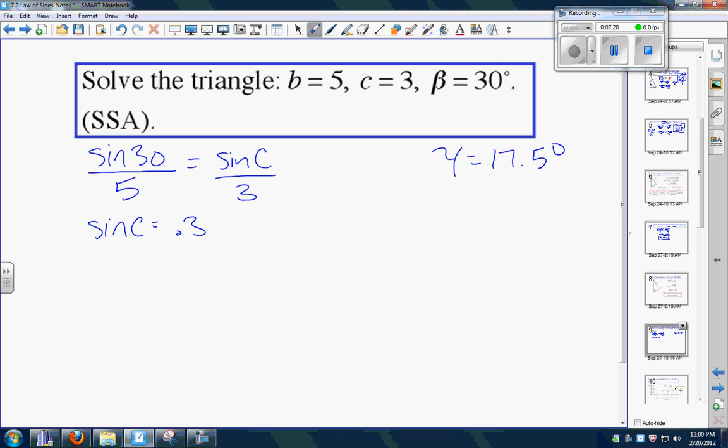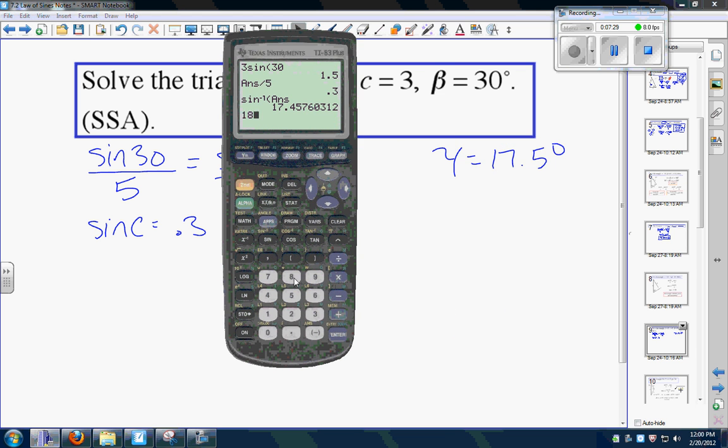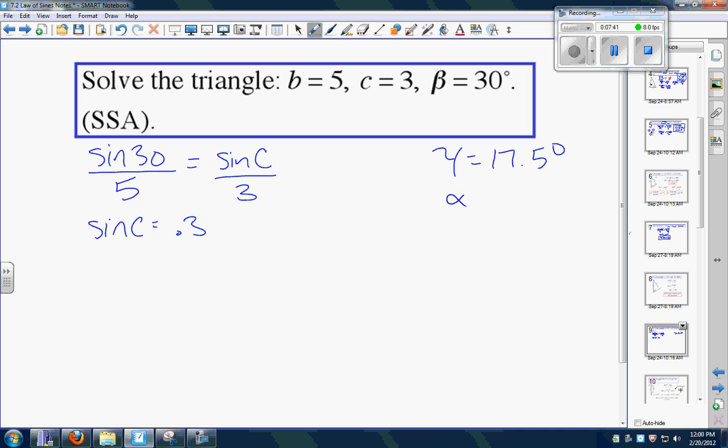Okay, so we keep going here. We say, okay, once I got my lambda, I have my beta is 30. I got 2 of the angles. I can go find the other guy. So I'm going to say 180 minus my answer there, minus the 30 degrees I already have given for angle B. Tells me angle A is 132.5.